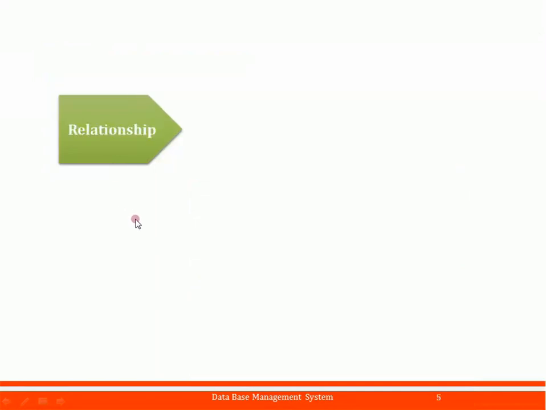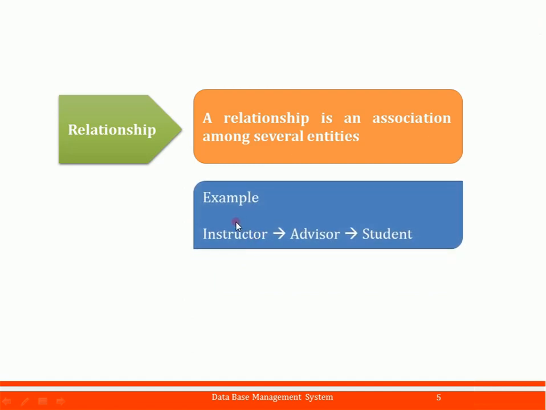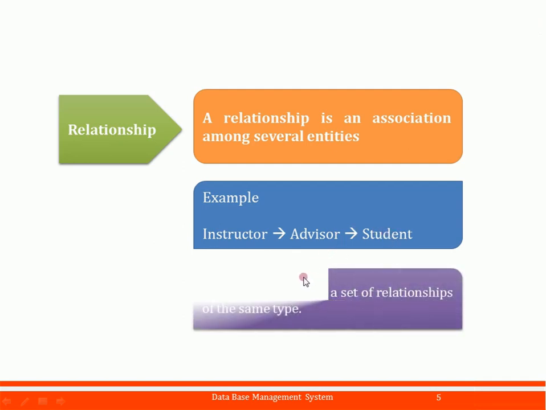The next is a relationship. A relationship is an association among several entities. Example, student advised by instructor. So here advisor is the relationship between the instructor and the student. Instructor is an entity, student is an entity, and we have a relationship advisor between the instructor entity and the student entity. A relationship set is a set of all relationships of the same type.